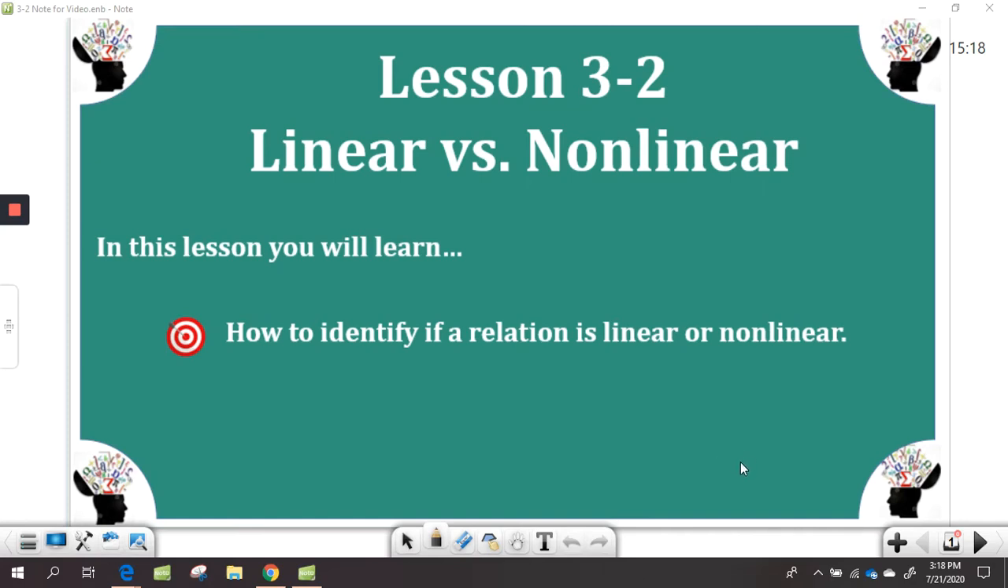This is lesson 3-2, linear versus nonlinear. In this lesson, you will learn how to identify if a relation is linear or nonlinear.